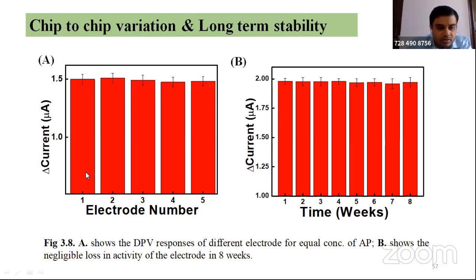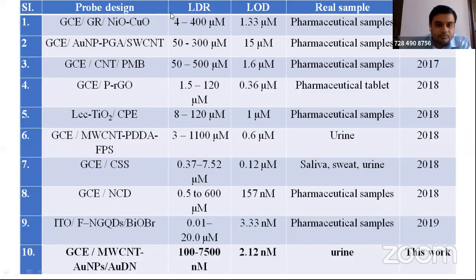This slide shows 5 different chips that were separately designed and tested. After this process, the signal is more or less the same, so it means it works very well. From week 1 to week 8, there was no problem in the signal, which means it is stable up to almost 2 months. This is also a comparison of the various data developed for the acetaminophen sensor. When you incorporate different types of nanomaterial in the matrix, the performance is definitely very high.